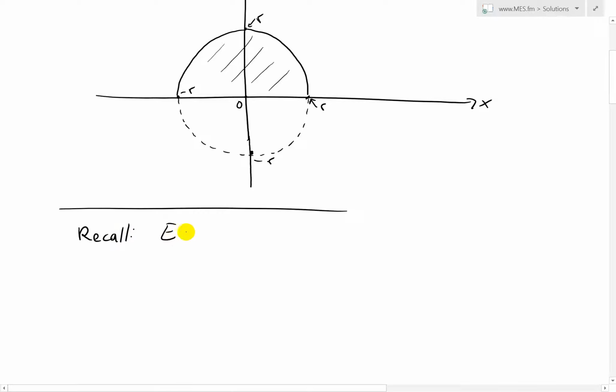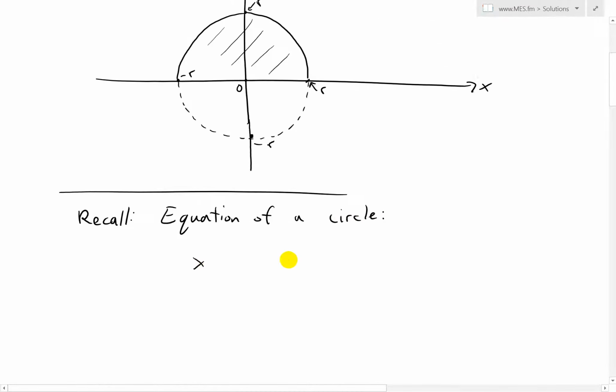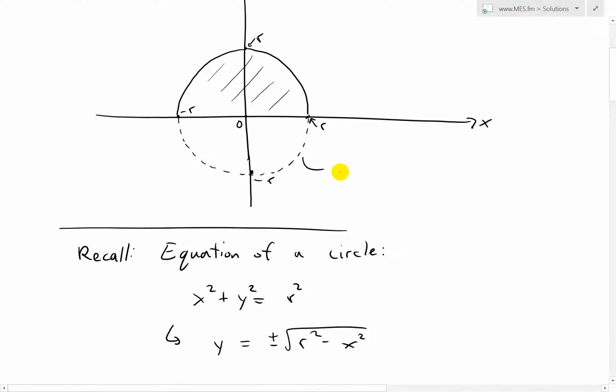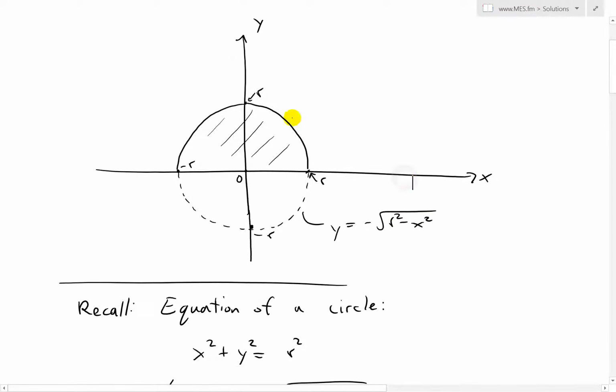So recall the equation of a circle, which is simply x squared plus y squared equals radius squared. When we solve for y, we move the x squared to the other side, giving minus x squared, then take the square root. But y could be positive or negative, so we have y equals plus or minus the square root of r squared minus x squared. The bottom half is the minus part, and the top is the positive part of that equation. So that is our equation.